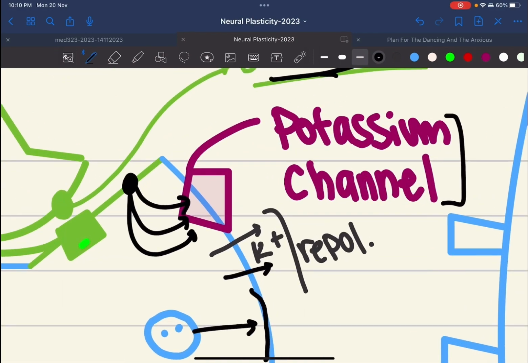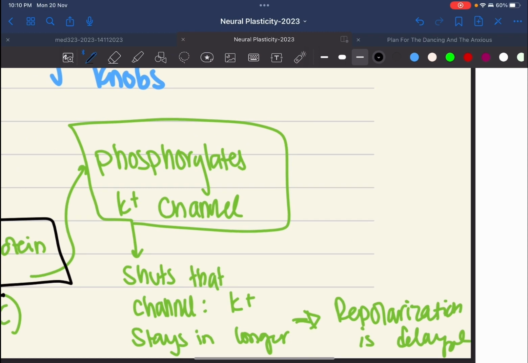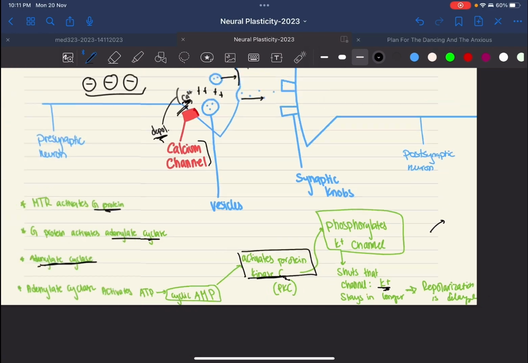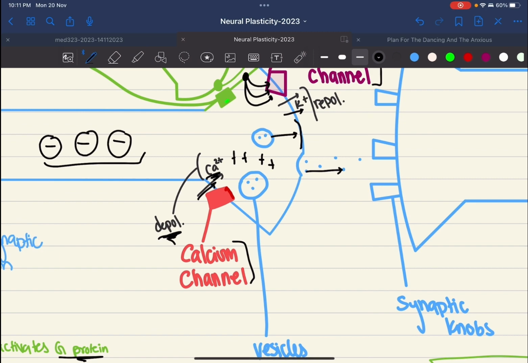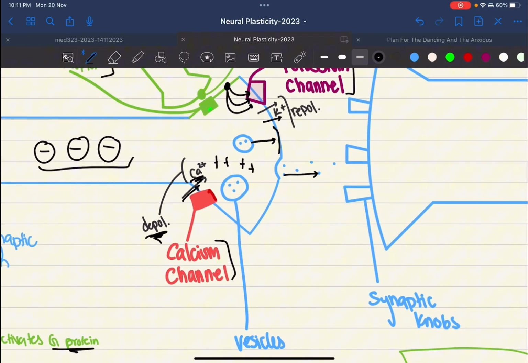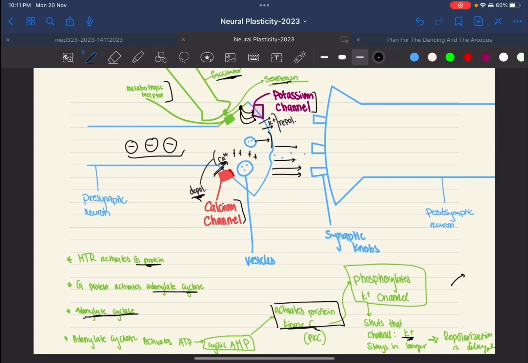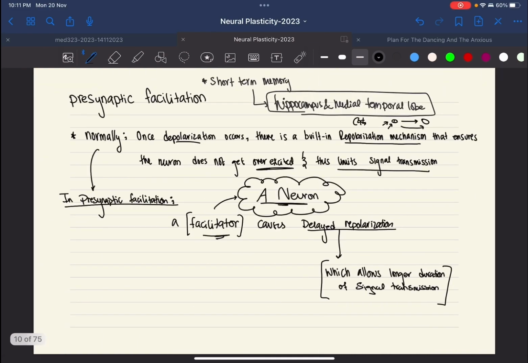When this potassium channel is phosphorylated, it's like you're not impairing it, but you're slowing it down. When you slow down the potassium channel, these potassiums that normally go out of the cell and cause repolarization to happen, this is slowed down and you have a prolonged depolarized state. When you have a prolonged depolarized state, this allows the action potential to keep on fulfilling itself, if you will, or basically allowing the signal transmission to keep getting transduced just a little bit longer. This is basically what presynaptic facilitation is. Again, recapping, this is a mechanism of short-term memory, which happens in the hippocampus and medial temporal lobe.